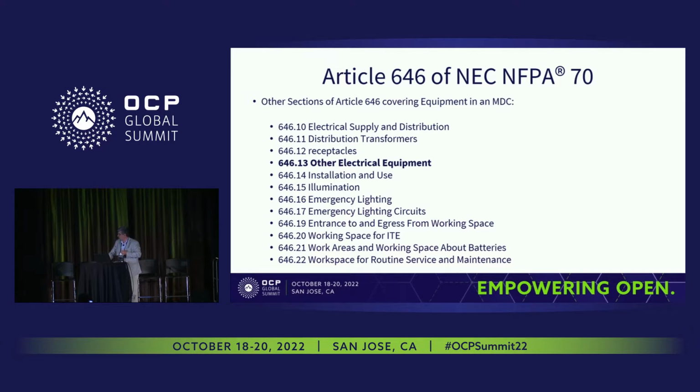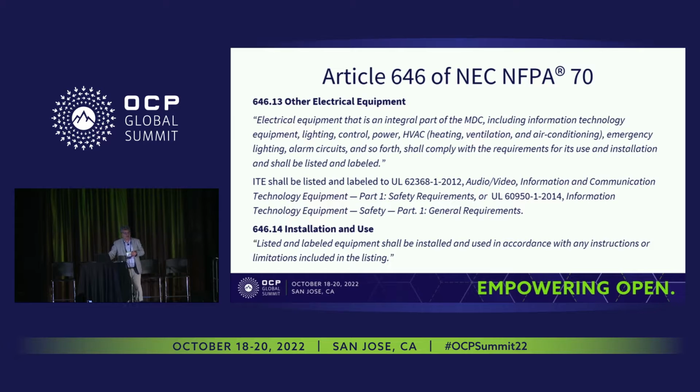I have highlighted there 646.13, other electrical equipment, because there's another quote out of the code that says electrical equipment that is an integral part of the modular data center, including information technology equipment, lighting, control, power, HVAC (heating, ventilation, and air conditioning), emergency lighting, alarm circuits, and so forth, shall comply with the requirements for its use and installation and shall be listed and labeled. This is straight from the code. Whatever you're putting in your MDC has to be listed and labeled.